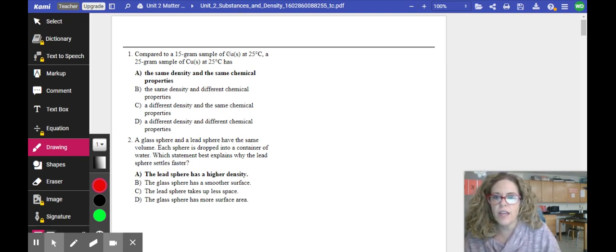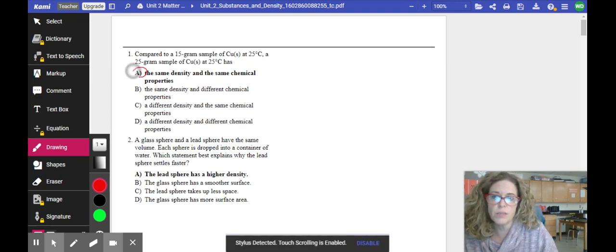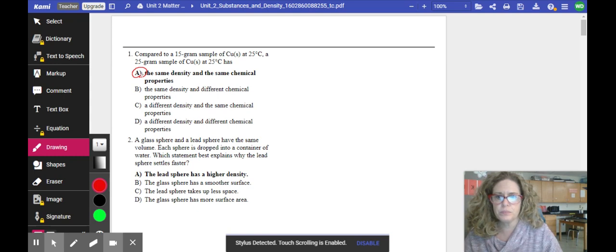So if I have a 15-gram sample of copper and a 25-gram sample of copper, they're both copper. So then they both have to have the same physical and chemical properties. So that's why it's going to be choice A.